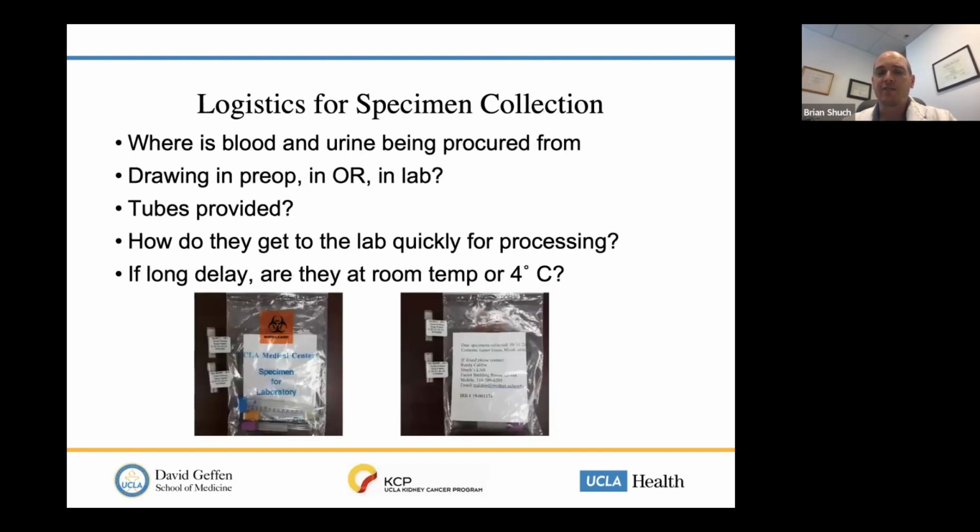Logistics. So obviously, where is the urine and the blood going to be procured from? Is it in clinic? Is it the OR? Are tubes provided? How do they get into the lab quickly for processing? If there's a long delay, are they at room temperature or 4 degrees? You can have a fancy list of what tubes you need. And then obviously, they do get lost. So have some information.